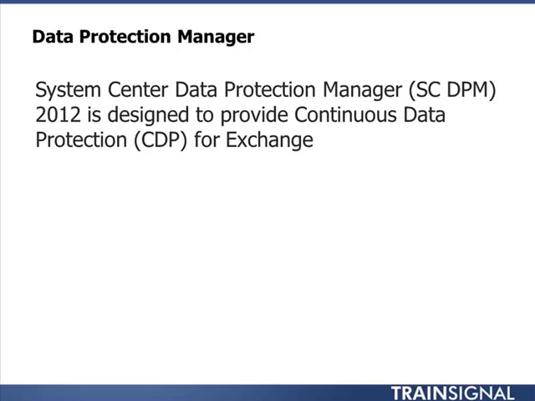The difference with continuous data protection is, as the name suggests, it's making sure that you have a backup of the data as it's coming into your environment. So you have the ability to restore that data immediately. So it's a faster recovery solution than your typical backup solution that you would have with Windows Server Backup.